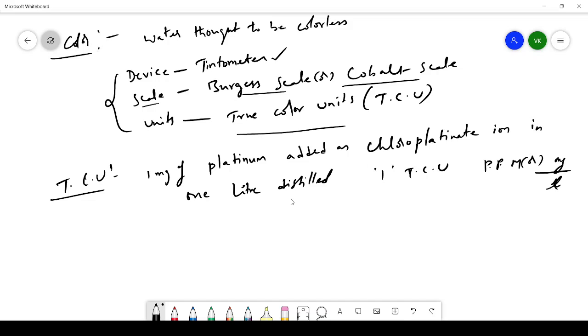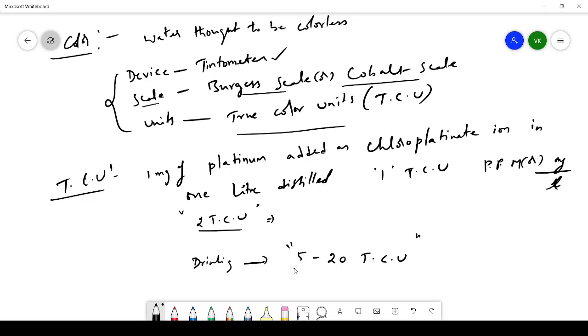Okay, right. Suppose the water has 2 TCU. It means the color produced will be equivalent to 2 milligrams of platinum added as chloroplatinate ion in 1 liter distilled water. Okay, and the drinking water standards for the color is 5 to 20 true color units. This should be the standards.